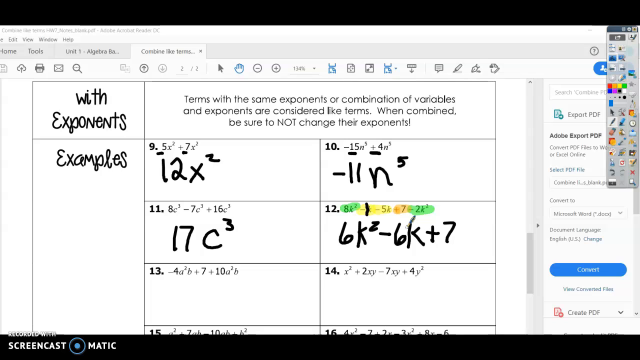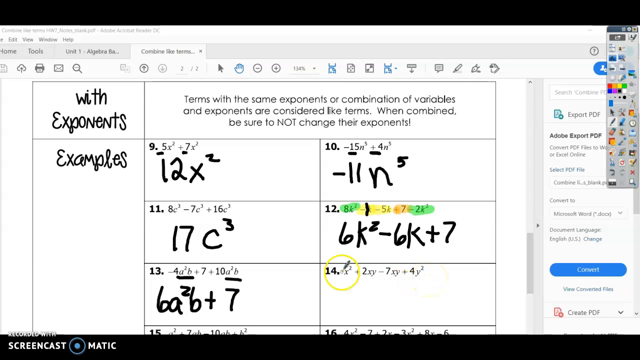All right, the next one, these both have a squared b terms. So I've got negative 4 plus 10, which is 6. Keep this exactly the same, so it's going to be a squared b. And then the 7 is just your constant term, so just bring it down.